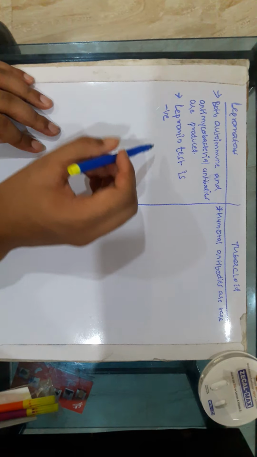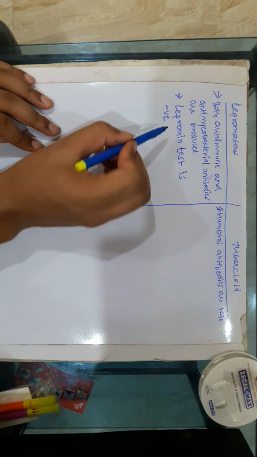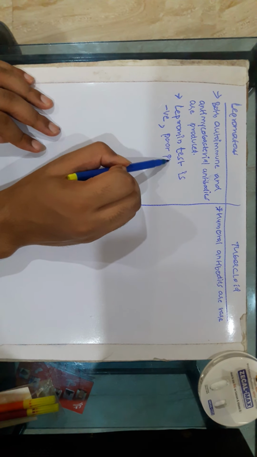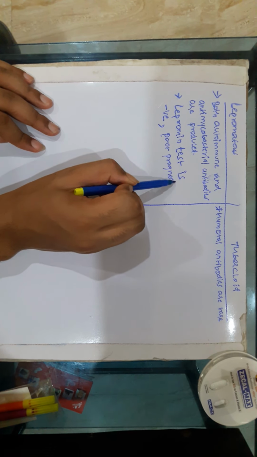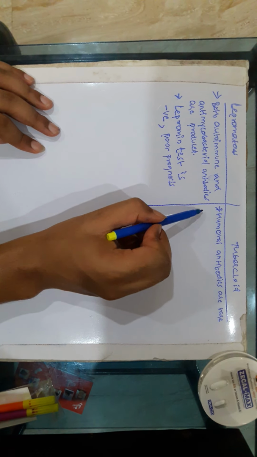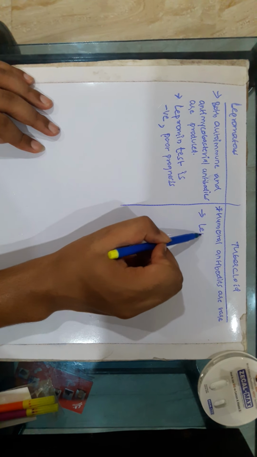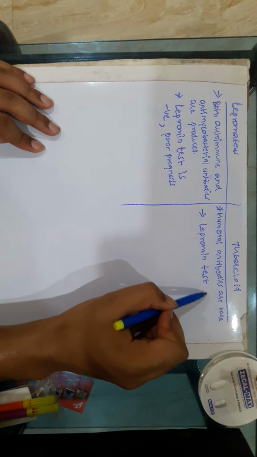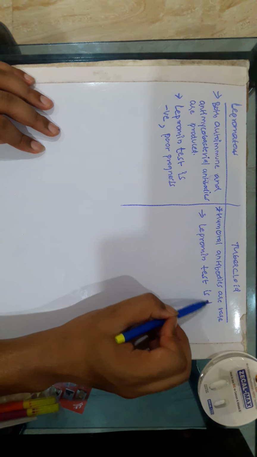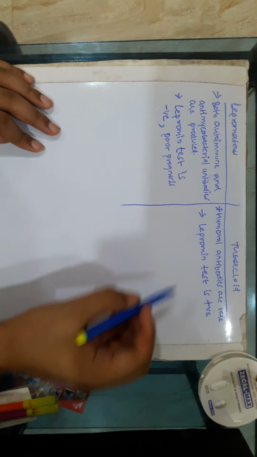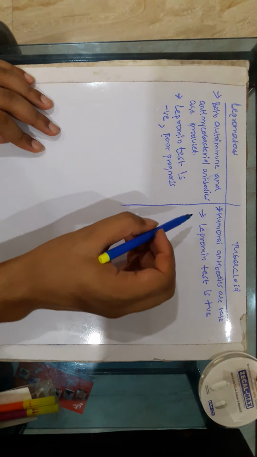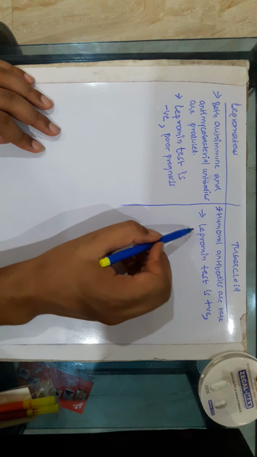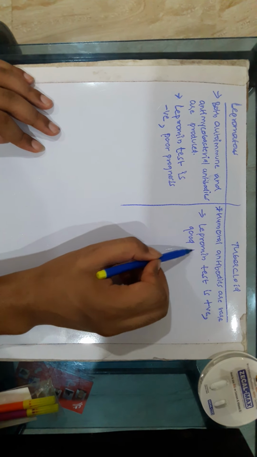And what does this indicate? A negative lepromin test indicates poor prognosis, while in tuberculoid the lepromin test is positive. We'll discuss in a later video what the lepromin test is and what it is used for. So a positive lepromin test shows good prognosis.